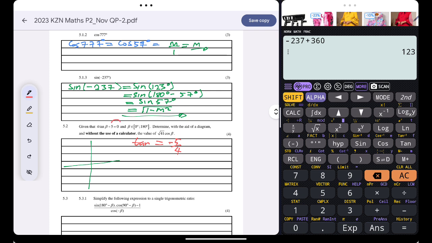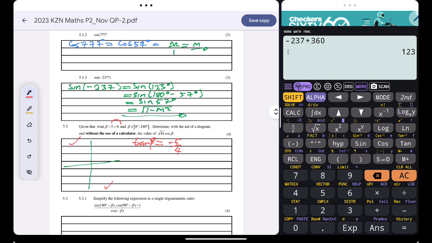When I take the 5 to the other side, it will be negative. Then I'll divide both sides by 4. I'll have negative 5 over 4. Okay. Firstly, I have tan of angle beta equal to a negative number. I must go and tick on the quadrants where tan is negative. Tan is negative in the second and fourth quadrant.